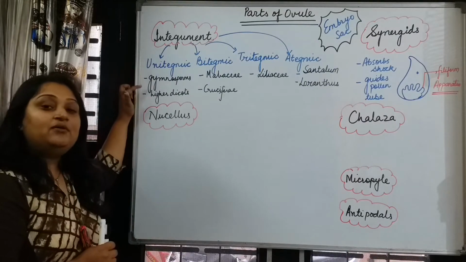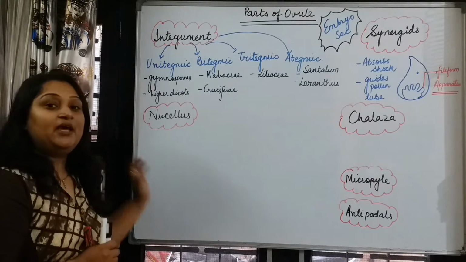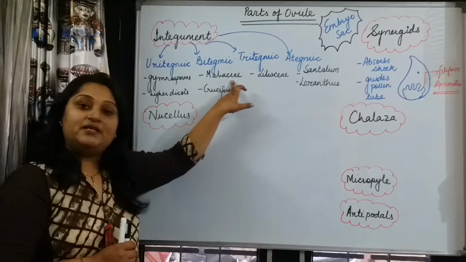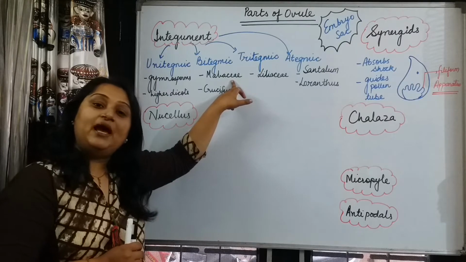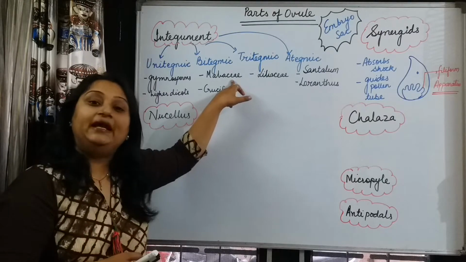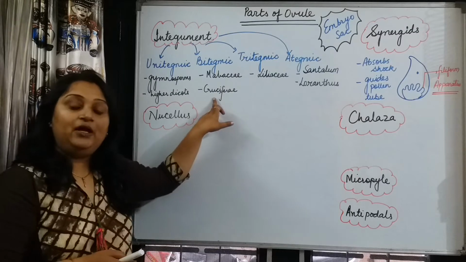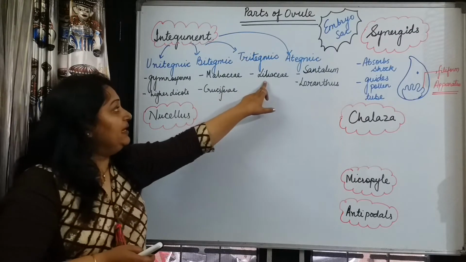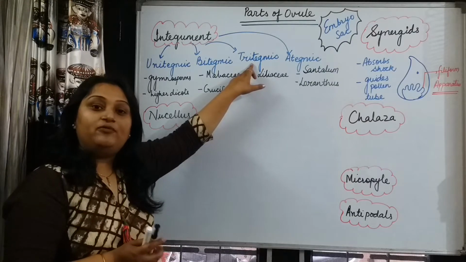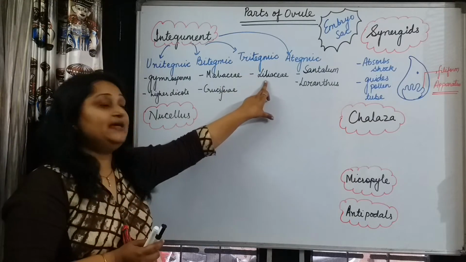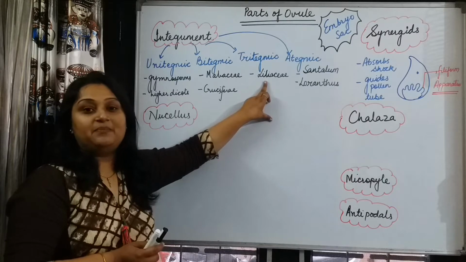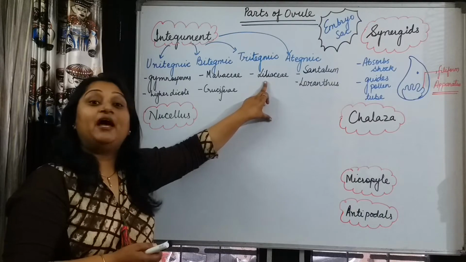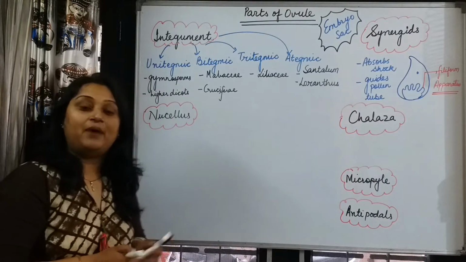Unitegmic examples are all the gymnosperms, and then we have the higher dicots. A bitegmic example is the Malvaceae family. The Malvaceae family has some members like China rose, ladyfinger. Cruciferae, one of the members is mustard. Liliaceae is the example of tritegmic. In the Liliaceae family we have some members like lily. The scientific name of lily is Lilium. Then we have onion, that is Allium cepa.